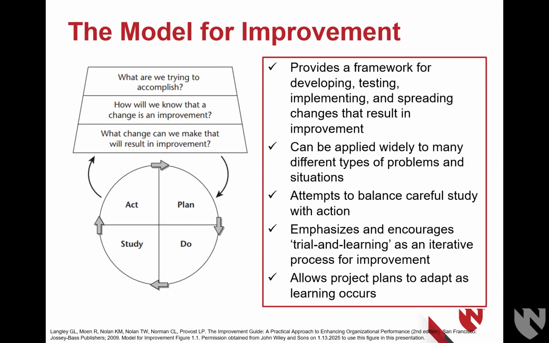First, what are we trying to accomplish? This entails generating an understanding of the problem or issue that we want to improve, in this specific case as it relates to fall risk screening, and setting an aim or a goal for improvement.